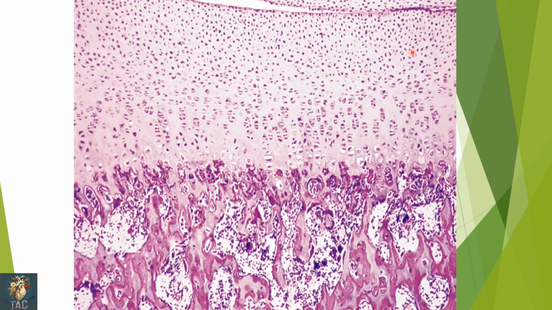This is the slide of the endochondral ossification, in which you can see the area of the reserve hyaline cartilage, the area of cell division, the area of hypertrophy, then the area of calcification of the osteoid, the area where death of the chondrocytes takes place, and then modification and remodeling of the bone occurs.